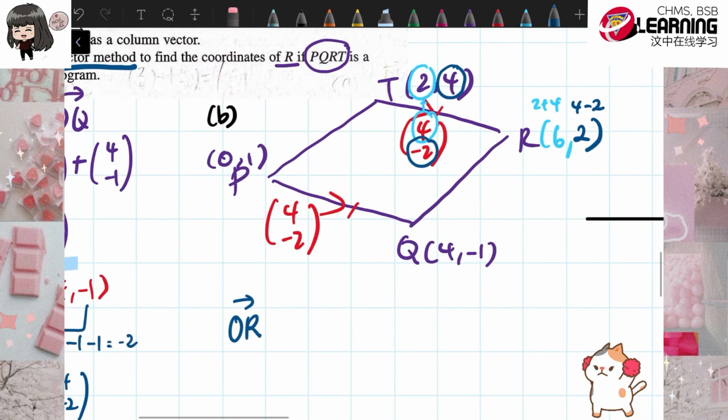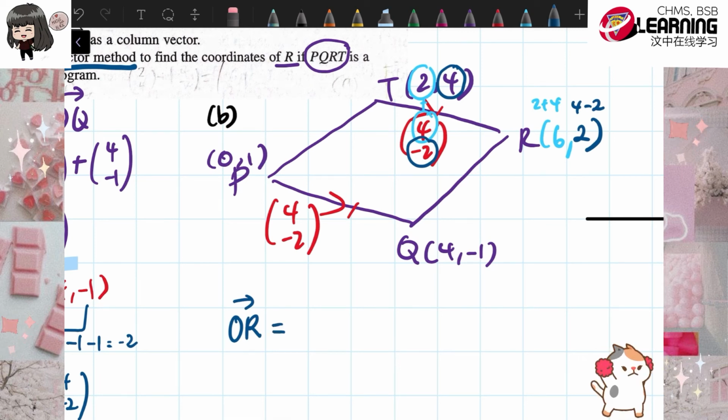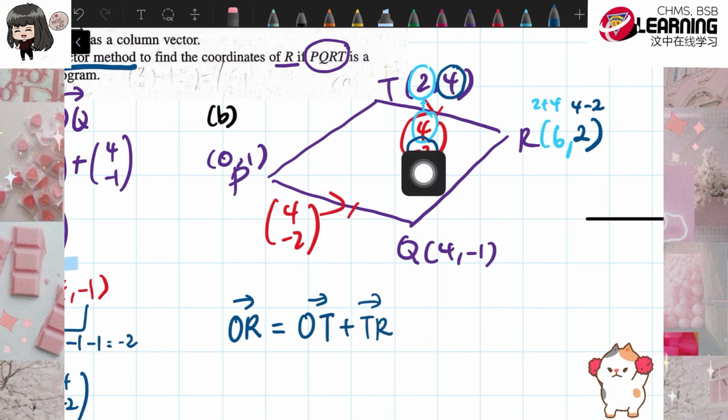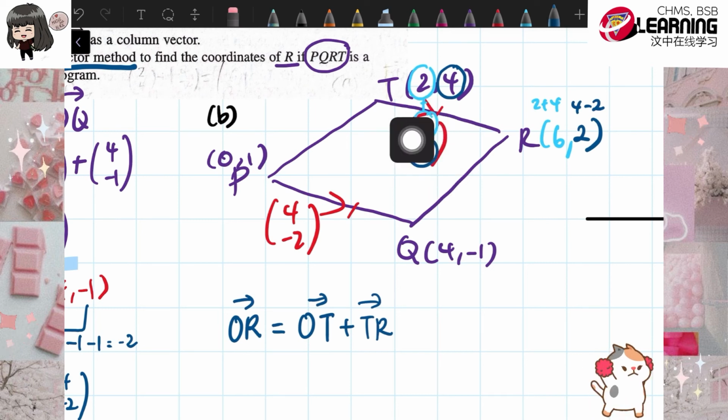Okay, so the position vector of R, OR, is also O goes to T plus T goes to R. Why do I use TR? Because we know TR is 4, negative 2.